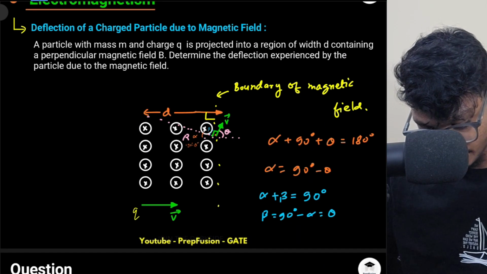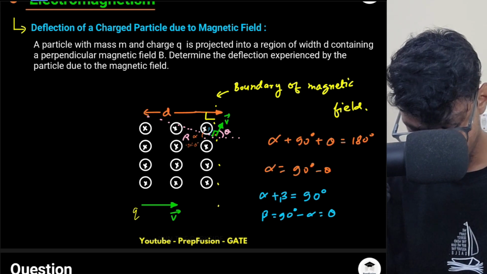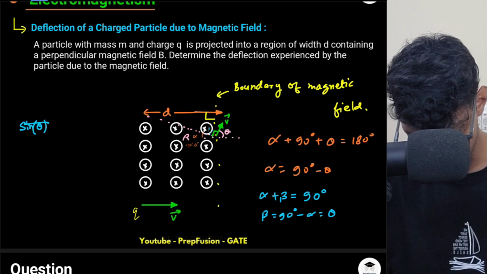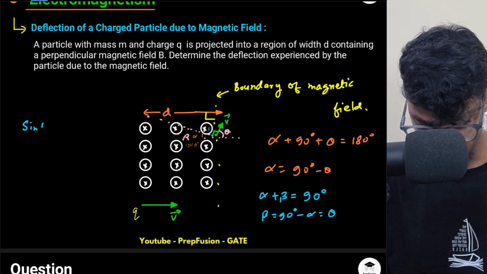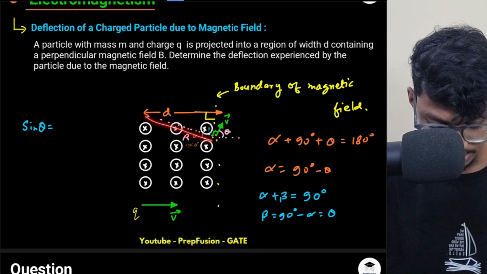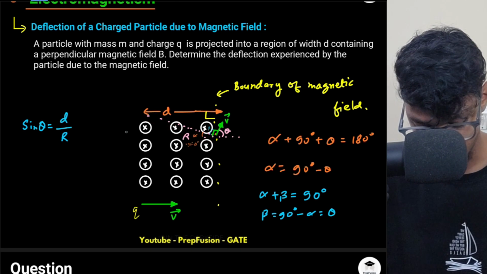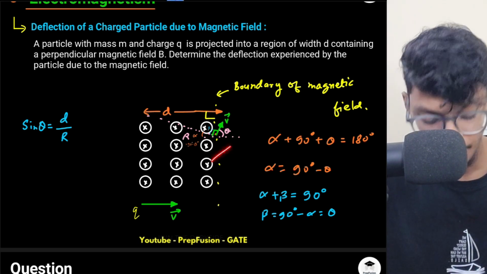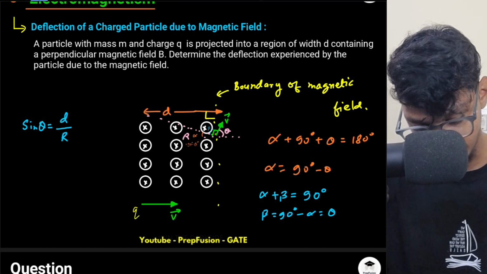Okay. And what is sine of beta? What is sine of beta? So I can say from here, sine of beta, or theta, right? It is the same as theta only. Sine theta is equal to what? This is the hypotenuse and this is the altitude. It will be altitude upon hypotenuse, d upon r. And from here I will be able to identify the angle of this deflection. But do remember, this formula is only valid when d is less than r.